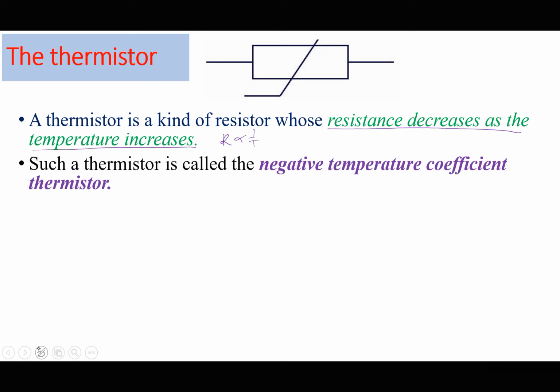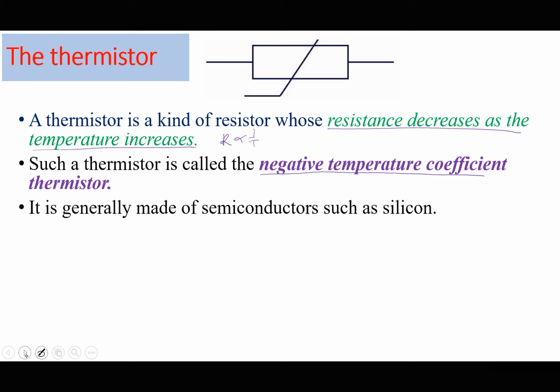So such a thermistor is going to be called a negative temperature coefficient thermistor. Why do we call it negative coefficient? We are calling it negative coefficient because its resistance goes down when the temperature goes up. In other words, resistance decreases as the temperature increases. That's why it is called a negative temperature coefficient thermistor. So a thermistor is generally made out of a semiconductor, normally silicon. We have semiconductors such as germanium, but commonly it is silicon.